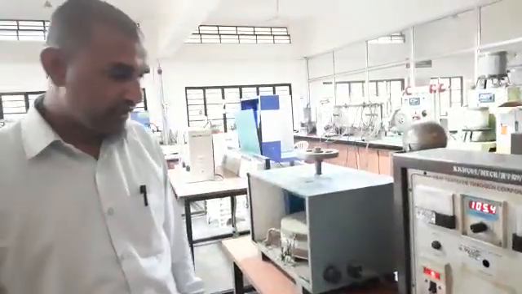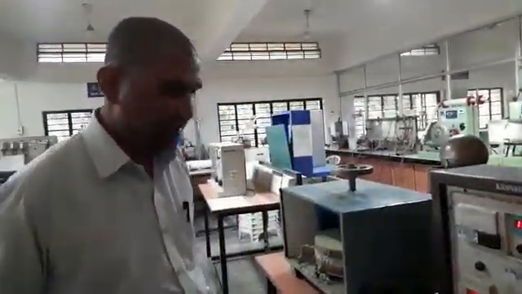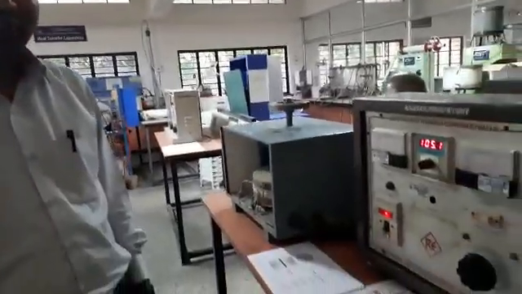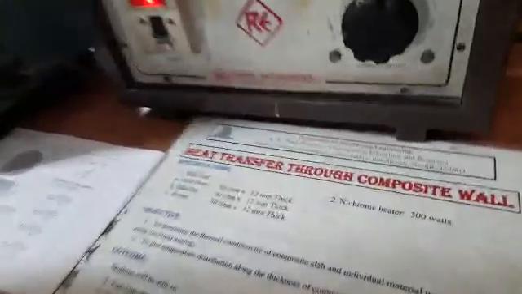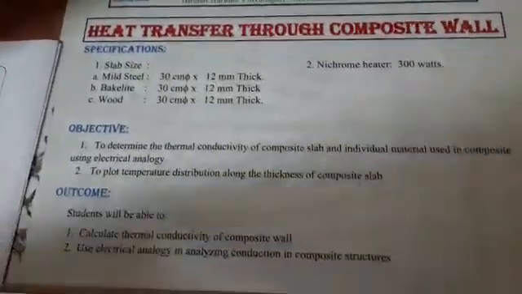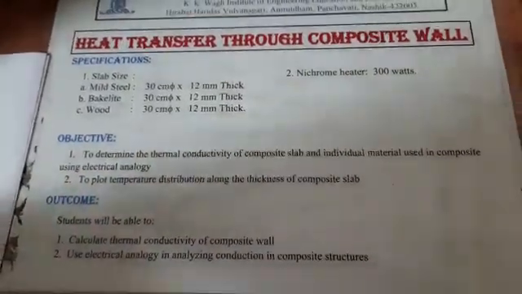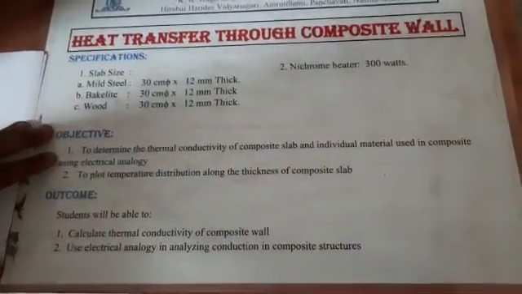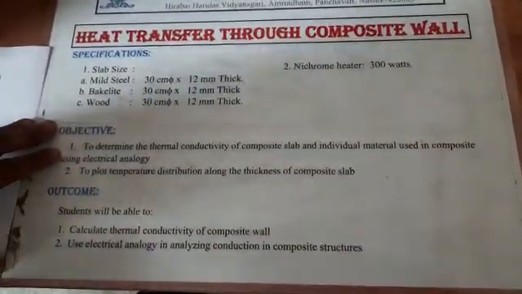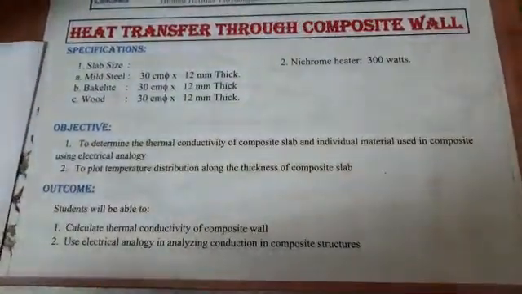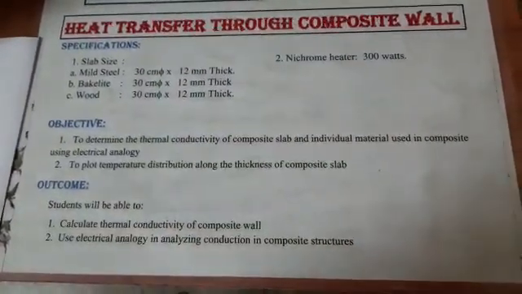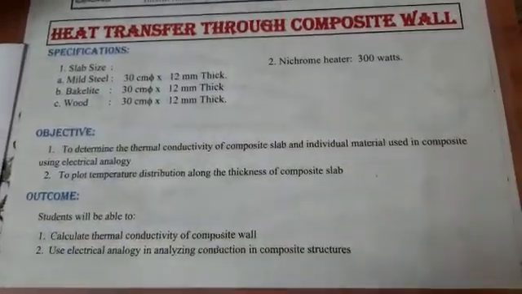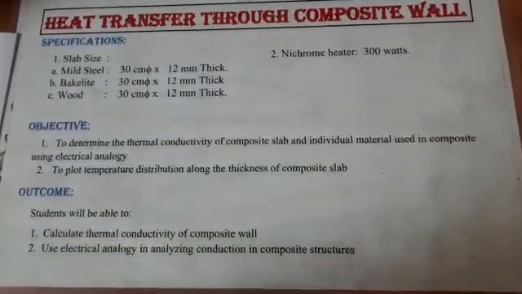Okay, hello students. So this is the second experiment which we will be discussing. The title of the experiment is to calculate the thermal conductivity of the composite slab. The objective of this experiment will be to determine the thermal conductivity of the composite slab, and you can also calculate the thermal conductivity of each material which is used in the composite slab.